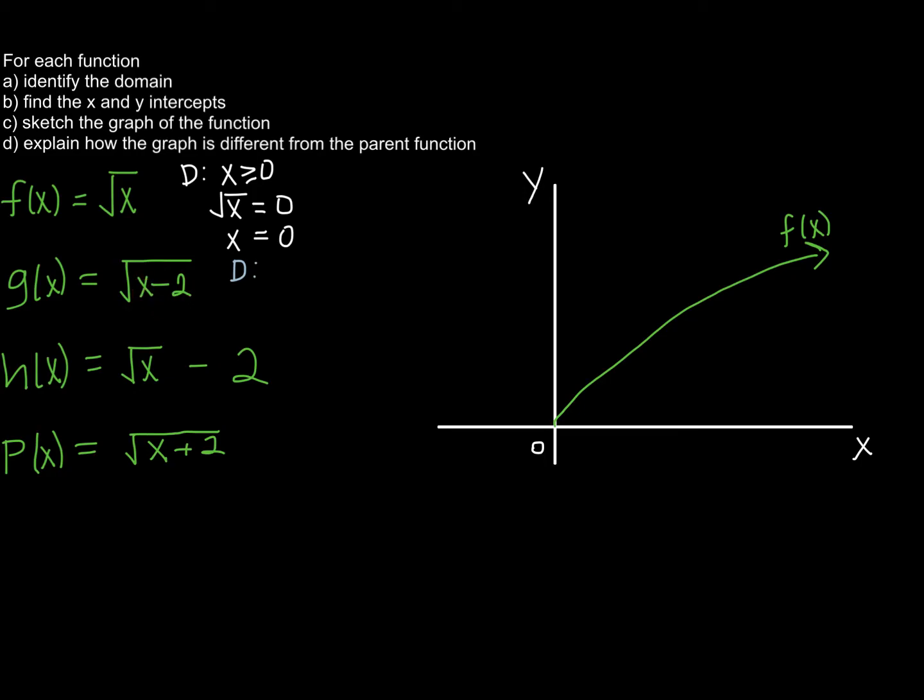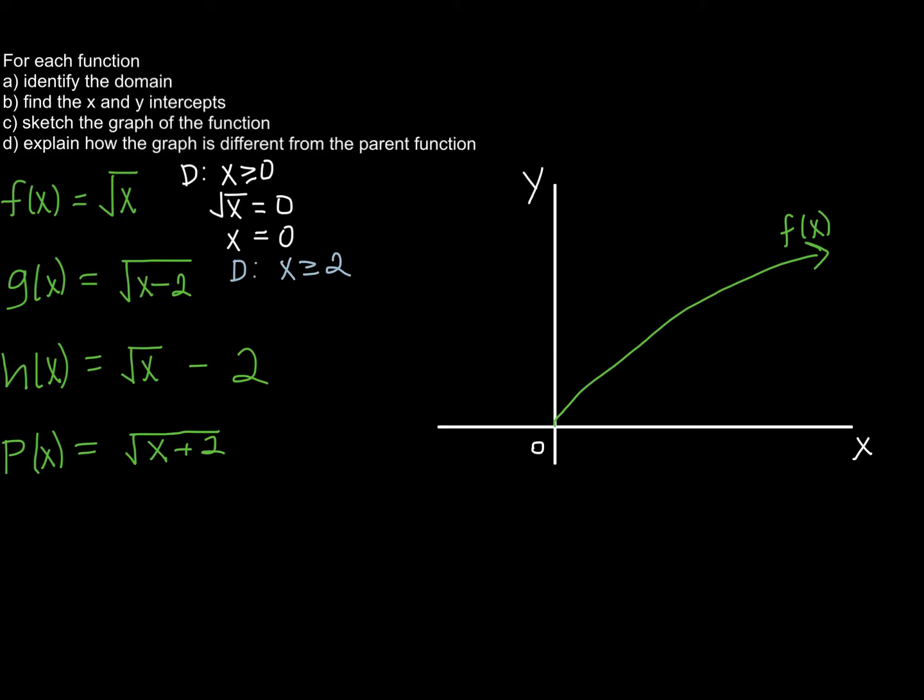Well, let's think about it. If we had 0, we'd have 0 minus 2. That wouldn't work. If we had 1, we'd still have negative in our radicand because 1 minus 2 is negative. What's the point at which we will finally break out of the negative numbers? That will be when x hits 2. Once x is equal to 2, then we're going to be good to go. Everything past that point will give me a positive radicand. So my domain is going to be all x values greater than or equal to positive 2.